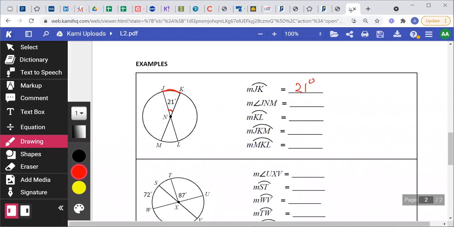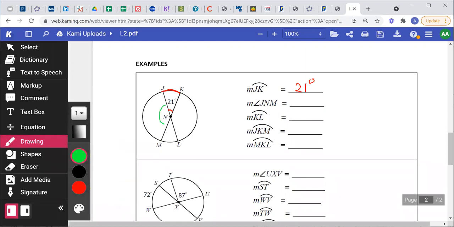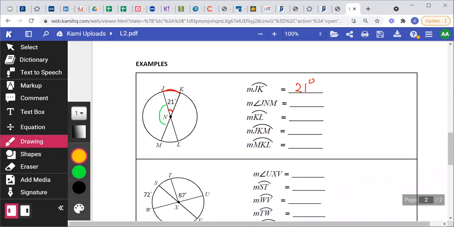And then we want to find the measure of JNM. JNM, I'm going to put it in green, is this angle here. And what do you notice? 25 and the JNM add up to 180 degrees, then they are supplementary. Okay? Because if I decide to have this straight line, this yellow straight line is 180.